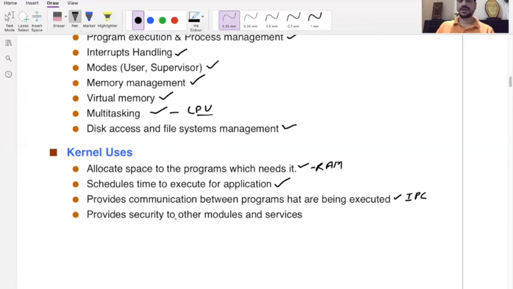Program security to other modules and services. It will provide security to the program modules and different services, and that security provision will be done by the kernel. Which particular program will run in which particular mode will be done by the kernel only.